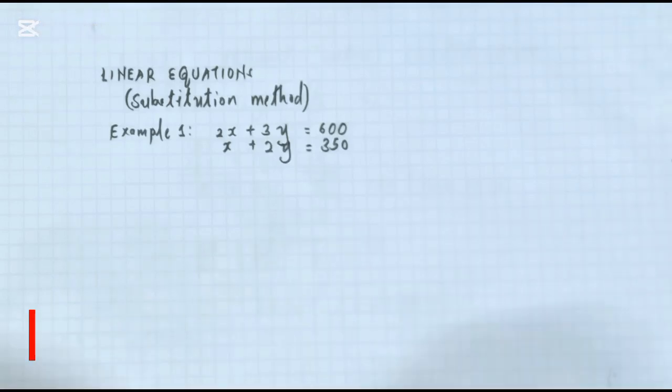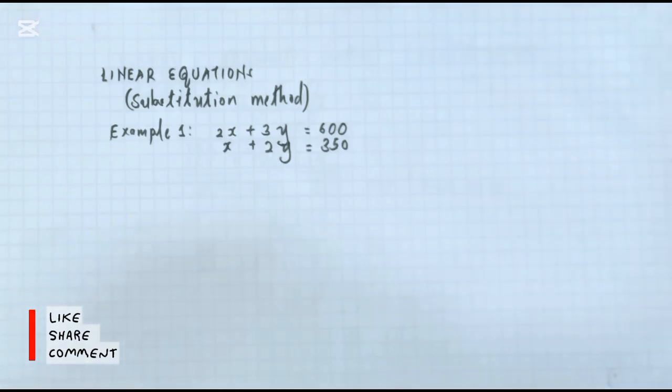We are going to continue with solving problems that entail simultaneous linear equations. In the previous video, we did a method on this particular problem called the elimination method. And so in this video, we'll focus on the substitution method.